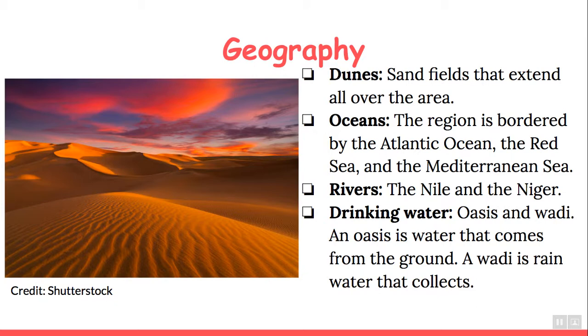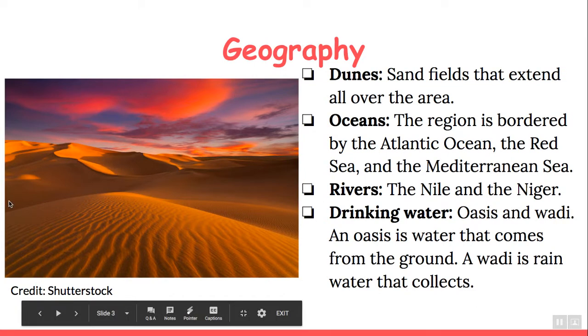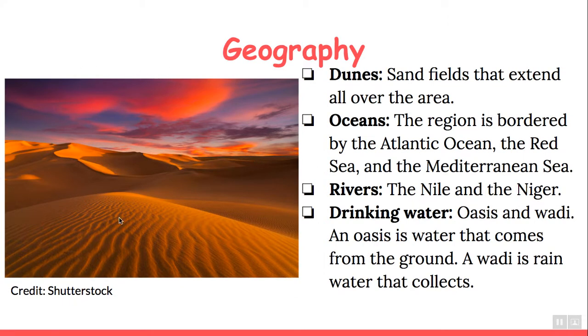The geography. Right here we have an image of the Sahara Desert, and as you can see, there's a lot of sand everywhere. There's something called dunes, which are sand fields that extend all over the area. These are just piles and mountains of sand everywhere. Another bit of geography are the oceans. The region is bordered by the Atlantic Ocean, the Red Sea, and the Mediterranean Sea.